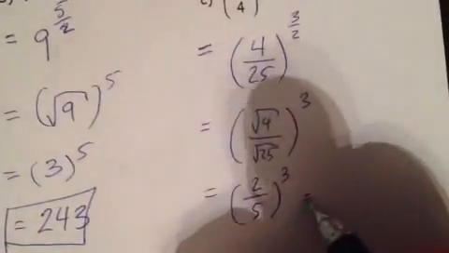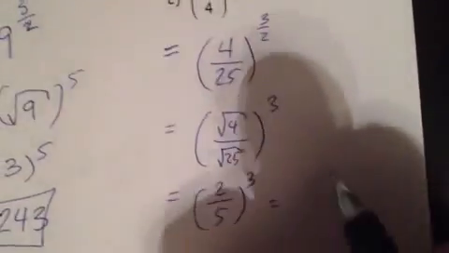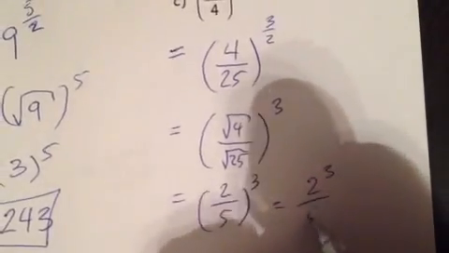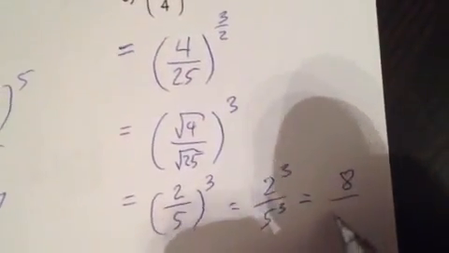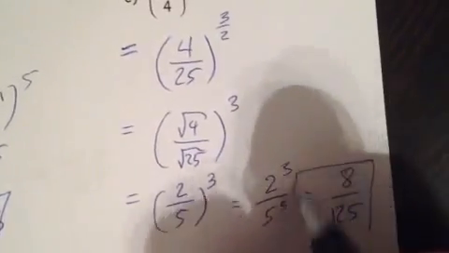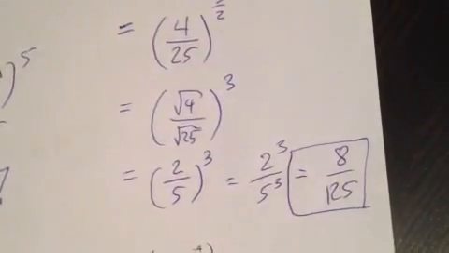And you have to also understand that that cube applies to both top and bottom of that fraction. So you'll have 2 cubed all over 5 cubed. 2 cubed is just 8, 2 times 2 times 2, and 5 cubed is 125. So that's your final answer there.